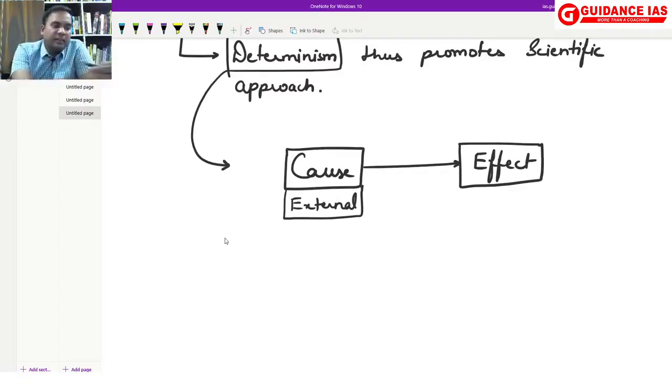So what we are saying, determinism, what is the essence of determinism? It is cause-effect. Here, cause-effect relationship. And cause is something which is lying outside the individual, outside the body of the individual. Okay, did you understand this much? This is the general thing about determinism.